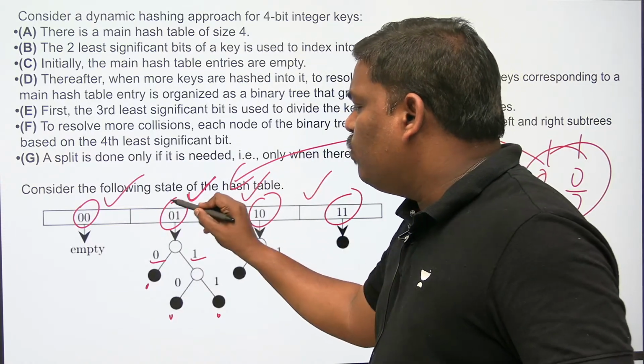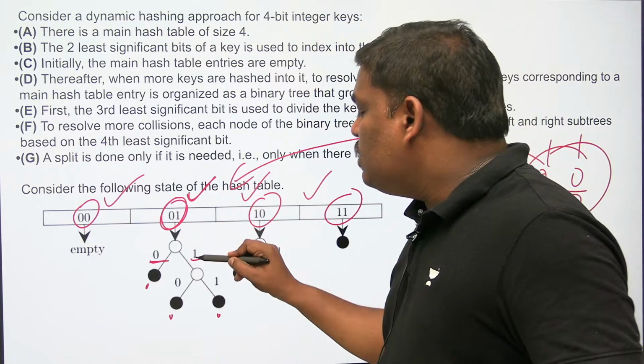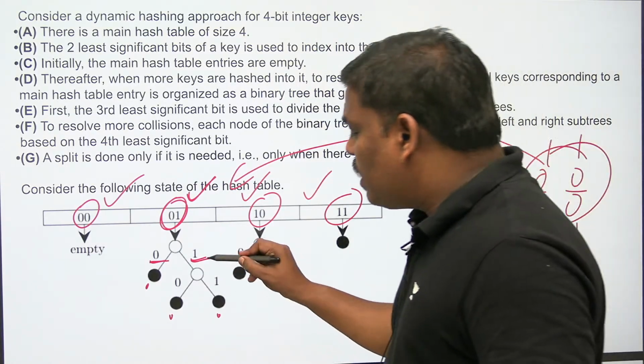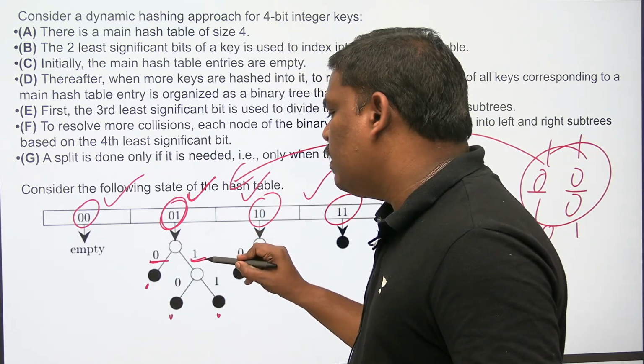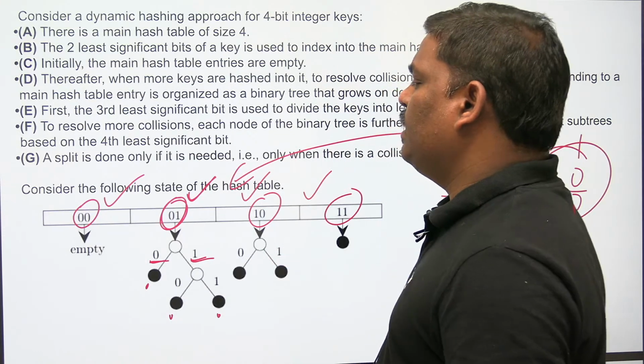First 2 bits, you will come here. Third bit is 0, go this side. Third bit is 1, go this side. Next one, after coming here, the third bit is 1. Suppose there are 2 people with third bit 1. Now the fourth bit: 0, go this side; 1, go here. Like that they are doing.